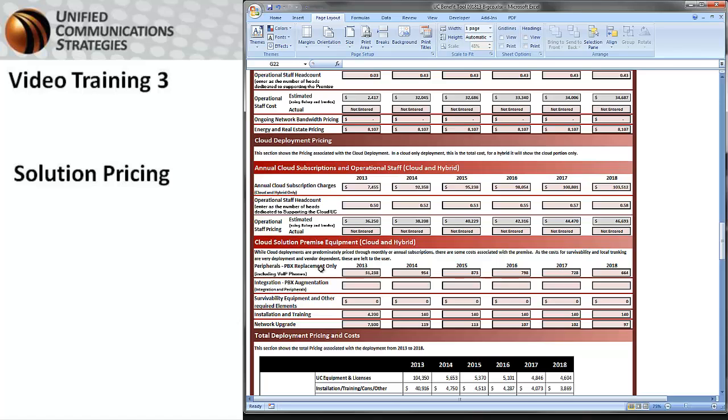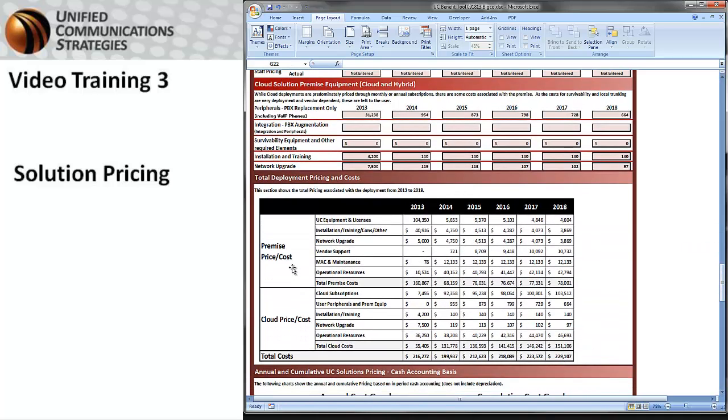So peripherals, in an augmentation model, it would be integration with the PBX. Survivability equipment, things that are designed to let the system continue to work if internet connectivity is lost. Installation and training, and network upgrades again. So essentially this all comes together in a view of what is the premise costs, the cloud costs, and the total cost of the solution.